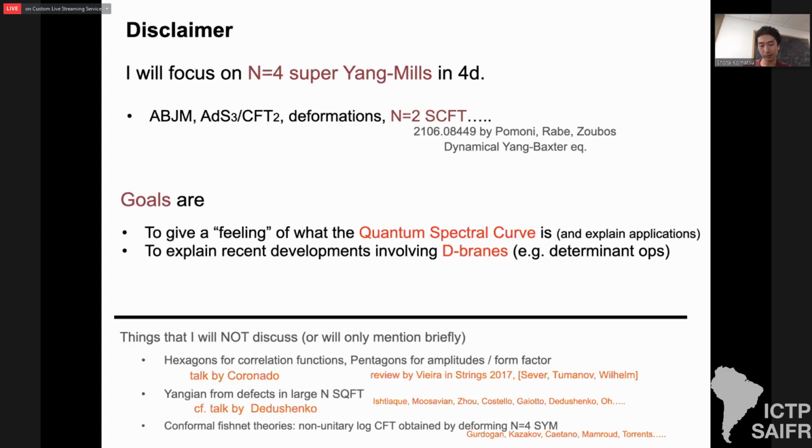The goal of the talk today is to give you a feeling of what the quantum spectral curve is and explain some applications, and also to explain some recent developments involving D-branes, in particular determinant operators. There are things that I'm not going to discuss, for example, hexagon or Yangian from defects. If you're interested in those topics, please see these references. But let me just highlight, there will be talks today and tomorrow on related topics.